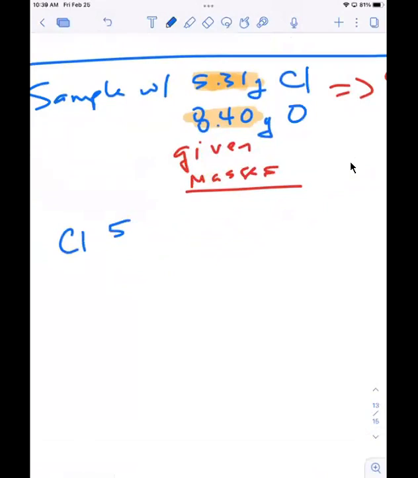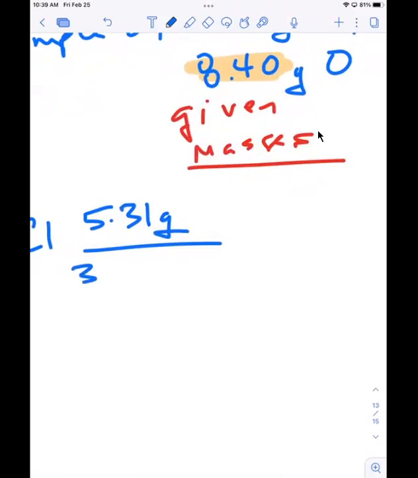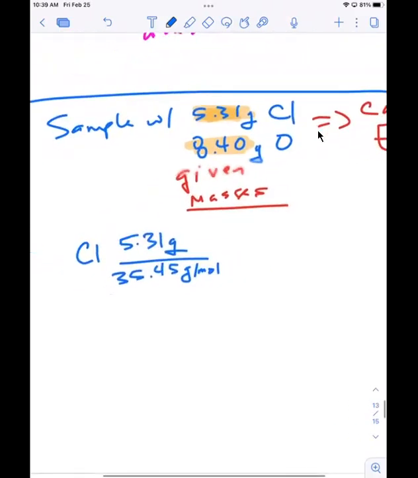Given mass is what? 5.31 grams. And then what's my atomic mass of chlorine? And then you just get that number straight from the periodic table. 35.453 grams per mole. Okay, so we're gonna say 35.45 grams per mole. Excellent. All right. And then what about the oxygen?